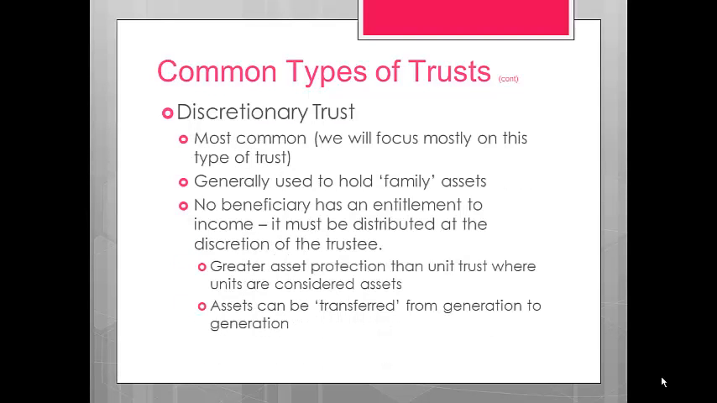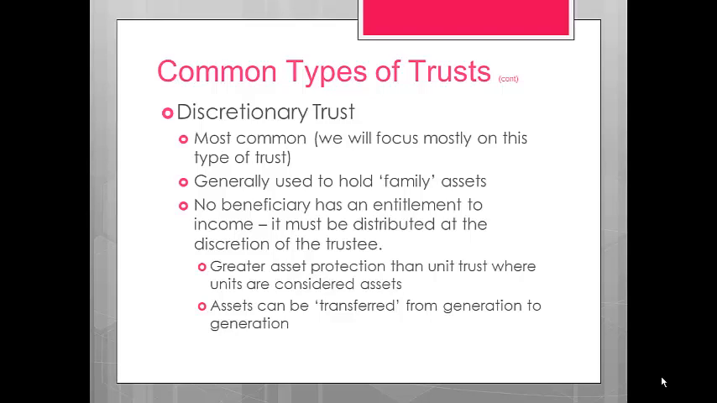The other common type of trust is a discretionary trust, and this is probably the most common, and we will probably focus mostly on this type of trust for the rest of the webinar. Generally, they're used to hold family assets and are often termed family trusts. No beneficiary has any entitlement to income, so it must be distributed at the discretion of the trustee.